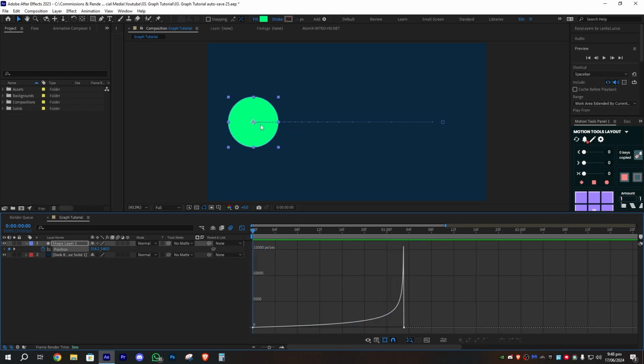So if I play it back, it should start off really slowly and then gain speed and get to the maximum speed towards the end. I'm going to play it. As you just saw, it starts off slowly and then catches speed and gets to its maximum speed towards the end.